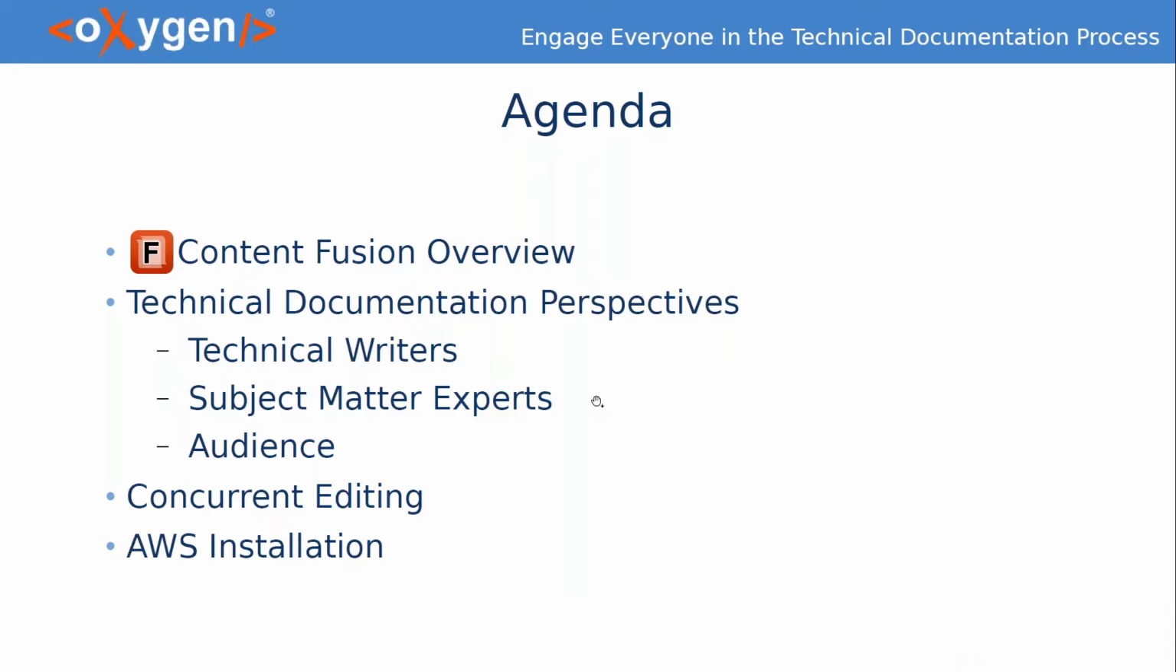I'm Bogdan, a software developer involved in the Content Fusion web author products. Let's take a look over today's agenda. I'll start by presenting an overview of Content Fusion. You'll see what it is and how it looks like. Then I'll dive into the perspectives of technical documentation. I'll show you what are the benefits offered by Content Fusion to each agent involved in the technical documentation. After that, we'll discuss a feature presented in the next version of Content Fusion that will be released soon, concurrent editing. Last but not least, you'll see how easy it is to take a trial on Amazon Web Services, a web service that offers hosting solutions.